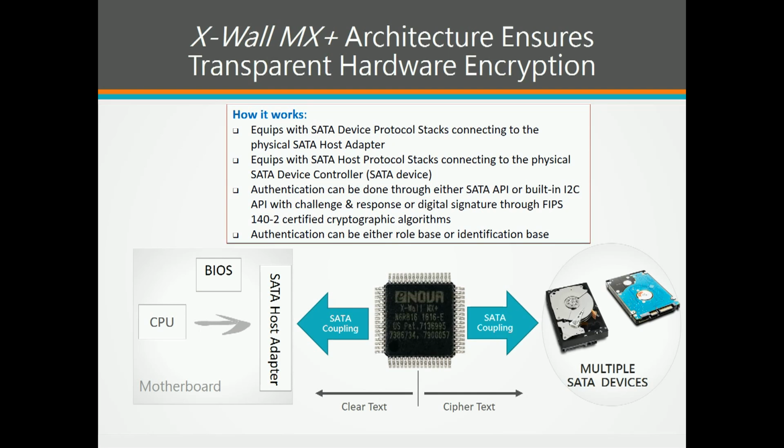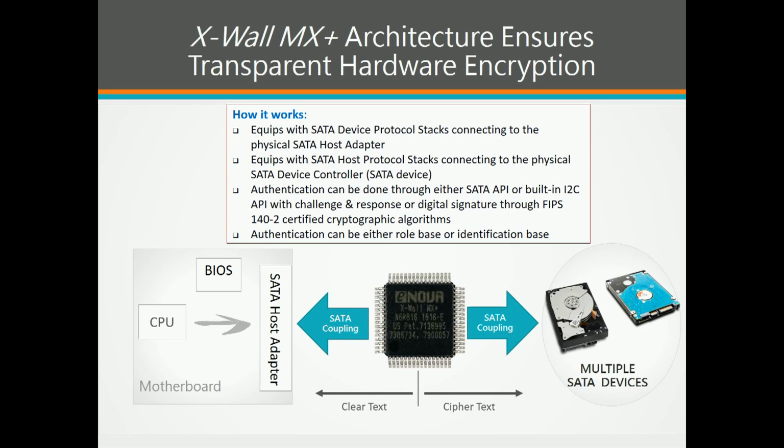So to determine if the data carried by the write command requires encryption, the data will first be blocked and pushed to the internal AES engine of the MX+. The first 128-bit of the data block will be encrypted by the AES engine of the MX+. And the MX+ will put the data in the output buffer and then regenerate the same SATA host write command to write the encrypted data to the SATA device.